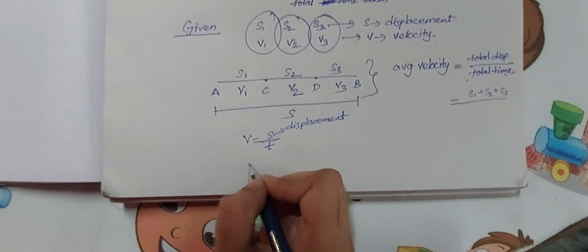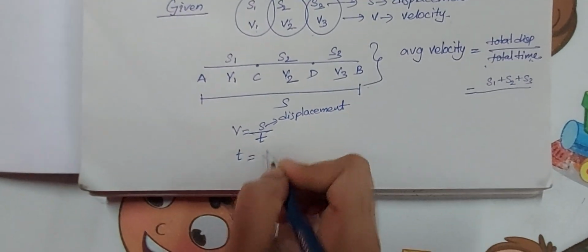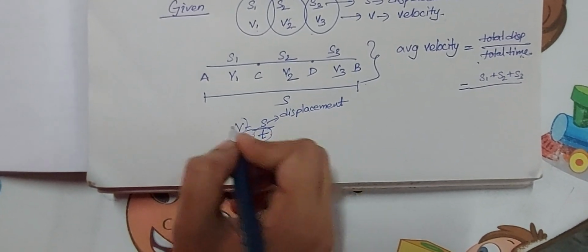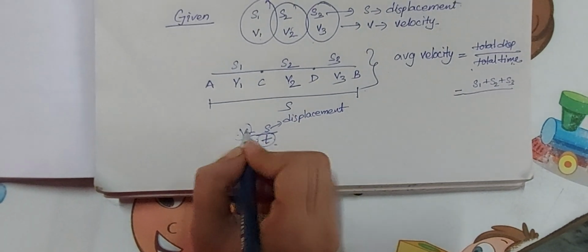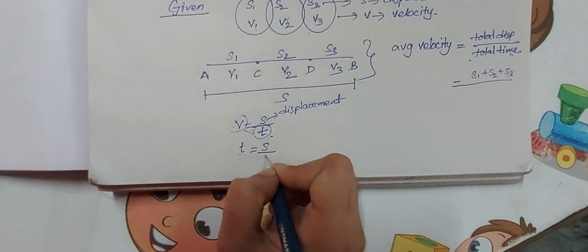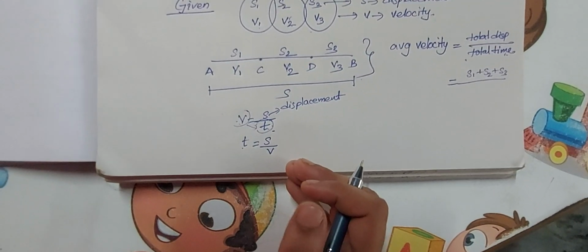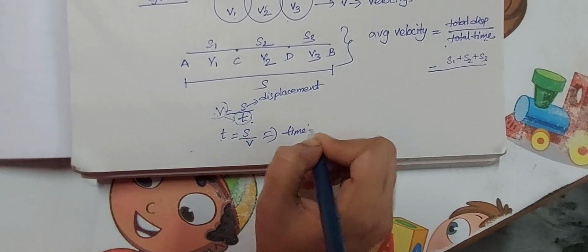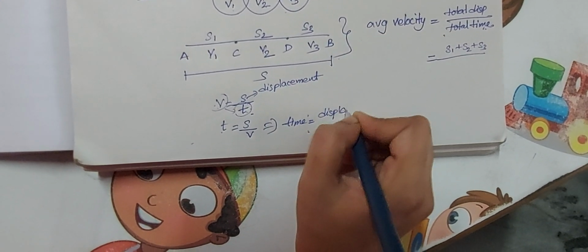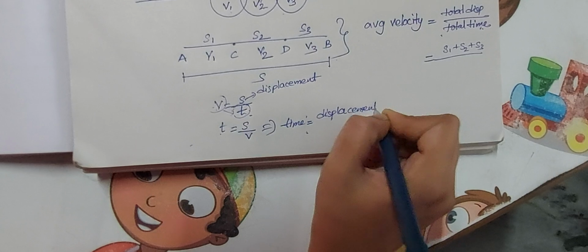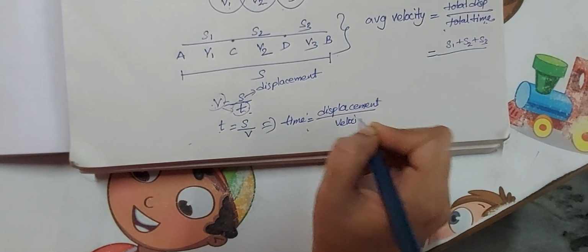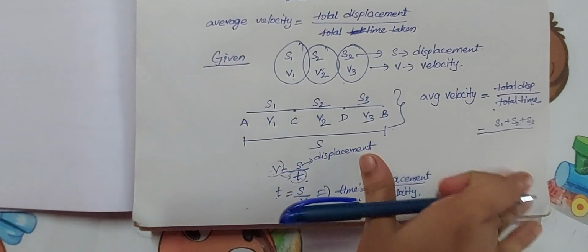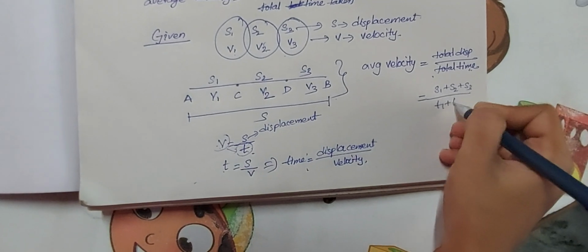From here, time is equal to, if we send velocity to the other side and bring time to the other side, interchanging the places of velocity and time. So we get time is equal to displacement by velocity. In the same manner, here we have to write T1 plus T2 plus T3.